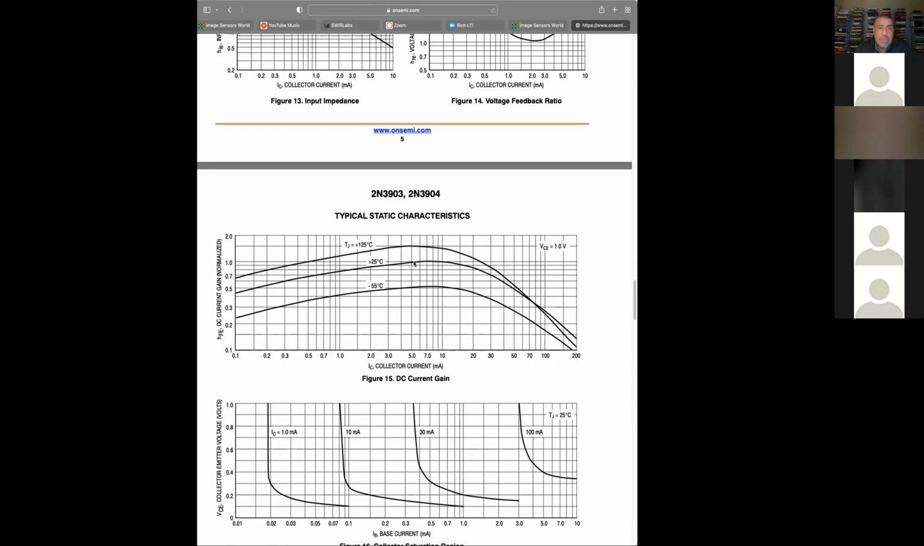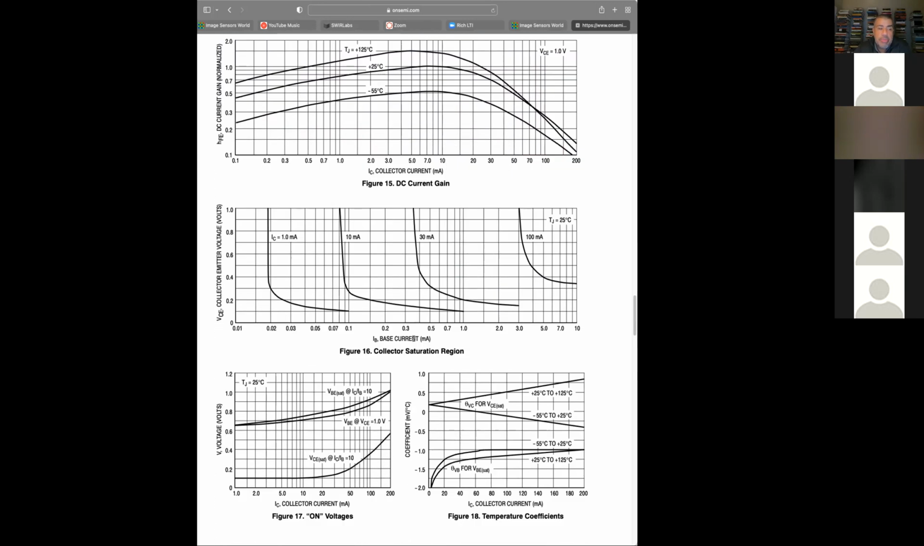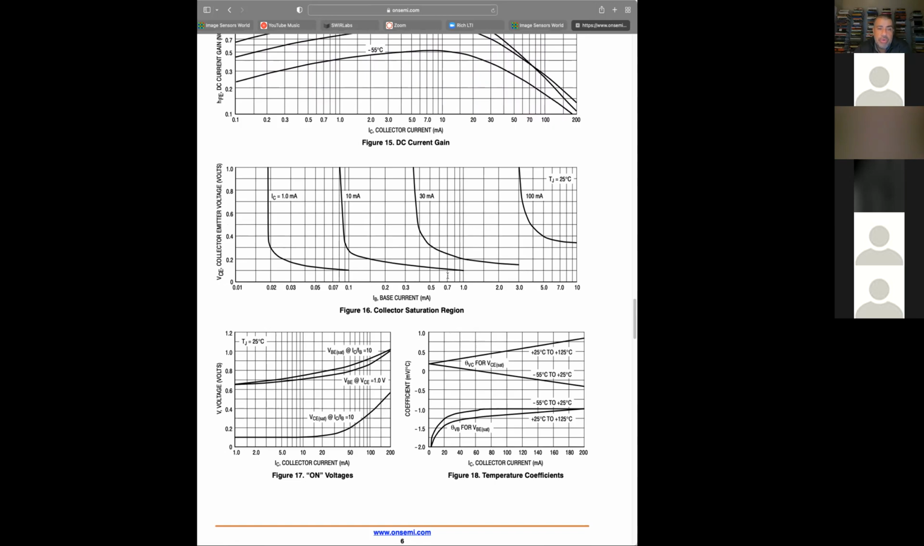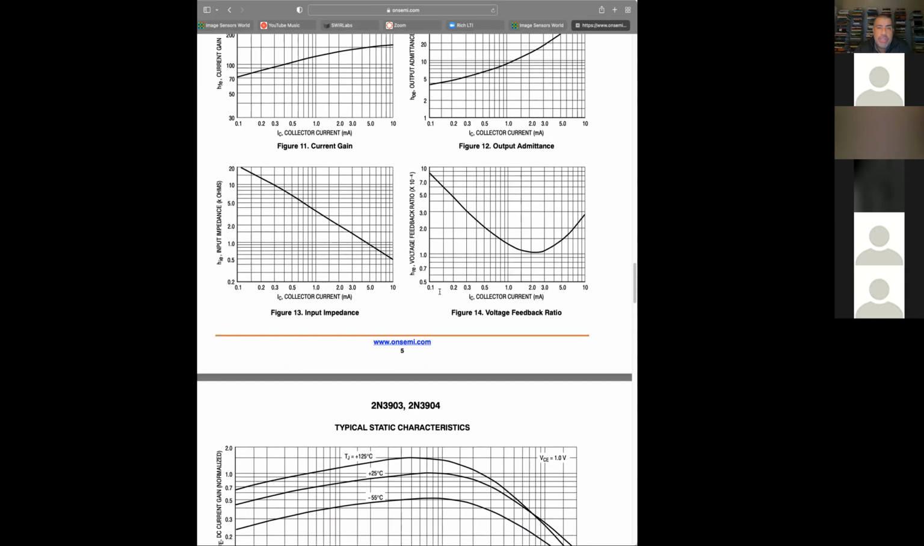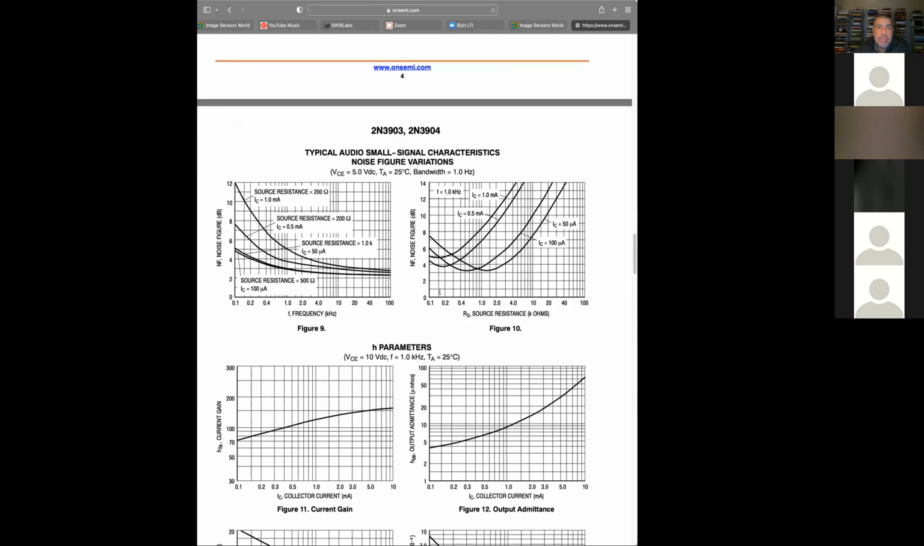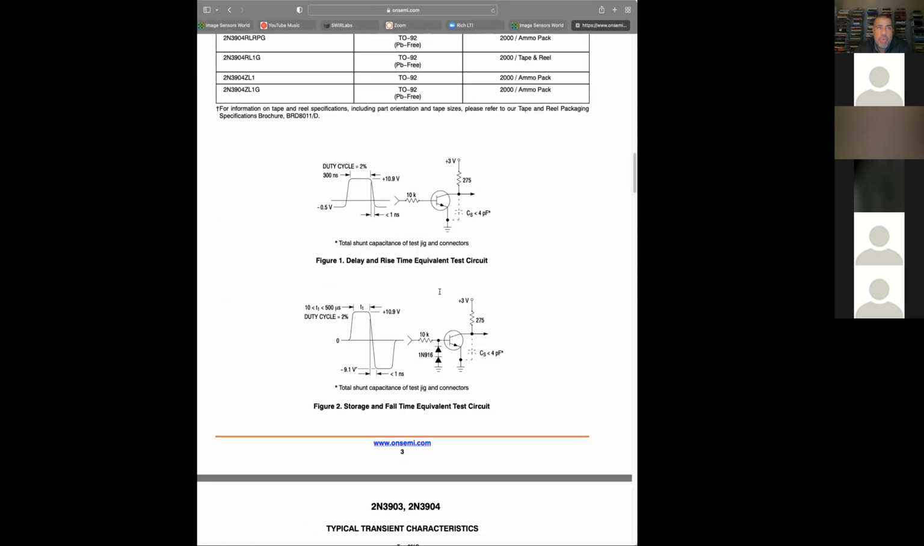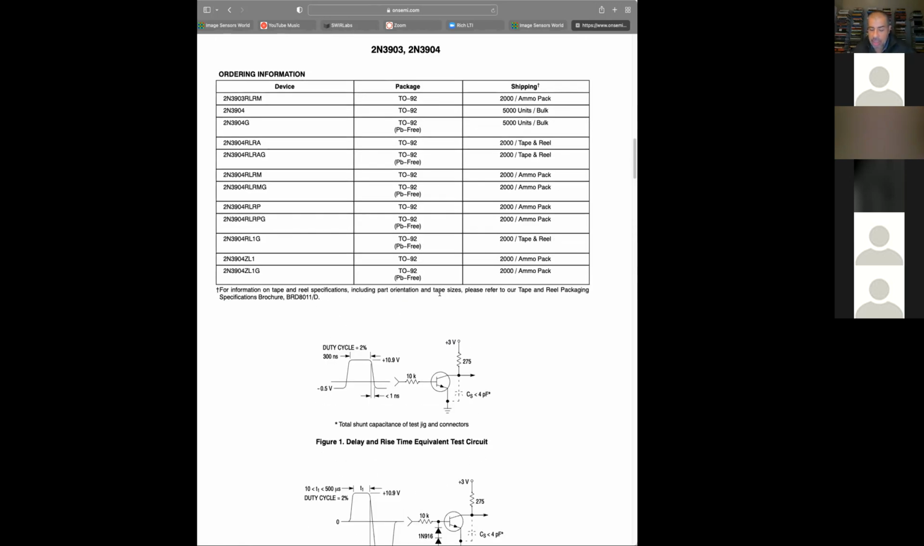Even if it was the same device, as you heat it up, its beta is going to change quite a bit. And all these other parameters are also changing. So again, it's emphasizing the importance of doing a robust design that can handle a lot of variation. So that's a lead up to our discussion today about biasing.